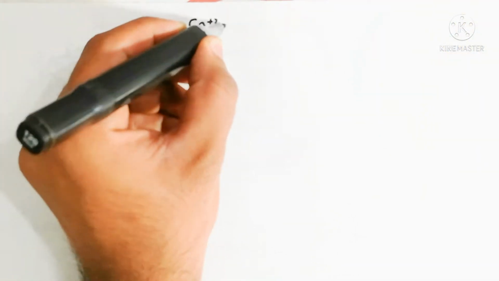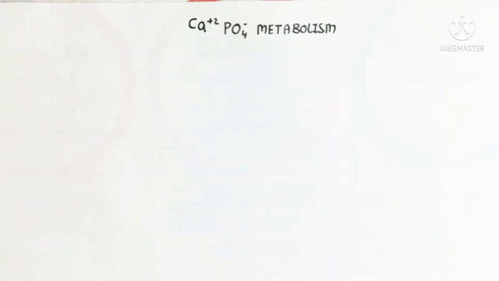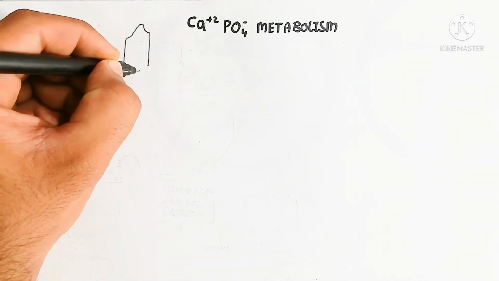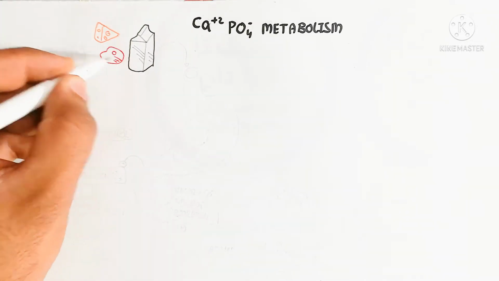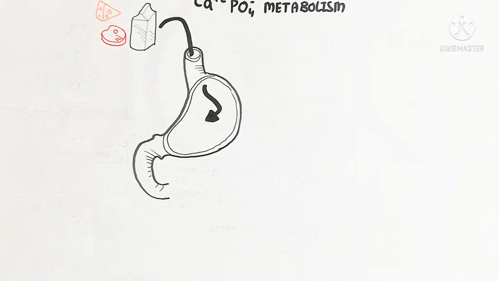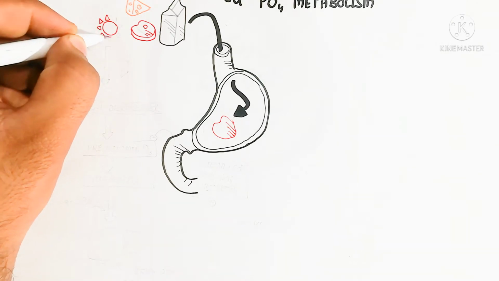Hello, in this video we will discuss calcium and phosphate metabolism and homeostasis, and how calcium works in our body. Calcium is very important for muscle contraction as well as the heartbeat, and for many other things, for example nerve impulses. While the phosphate group is used for DNA synthesis, ATP synthesis, and GTP.